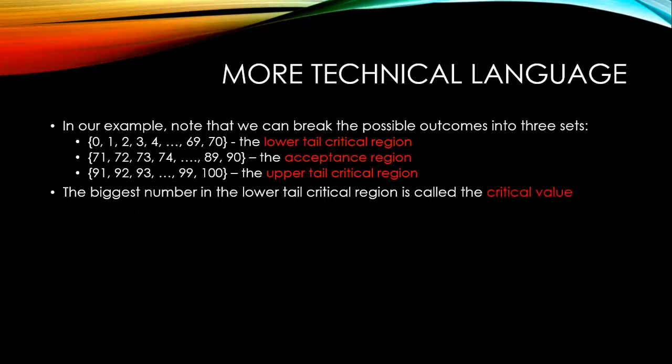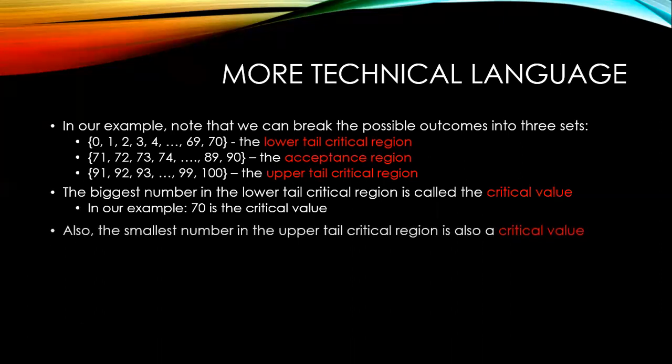Now, a couple more technical terms, or really one more technical term: the critical value. The biggest number in our lower tail critical region, which here is 70, we call the critical value. So the critical value is the biggest number in our lower tail critical region, such that we reject H0.